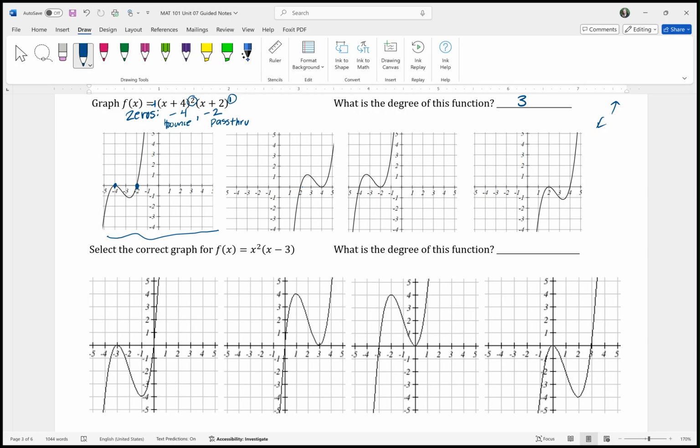The second one here and here, 2 and 4 are not what we need, but obviously if you don't change those signs, it has an option for you. Okay, -4 and -2 are a possibility, and 2 and 4 are not. So we can eliminate 2 options just by knowing the zeros. Now let's talk about bounce and pass through. It is bouncing at -4.